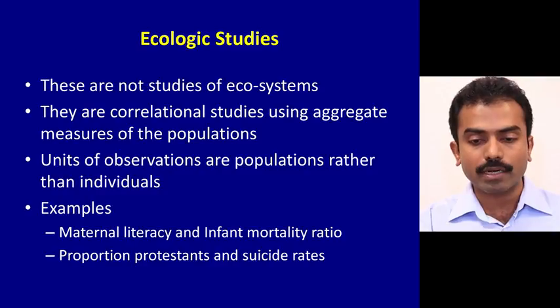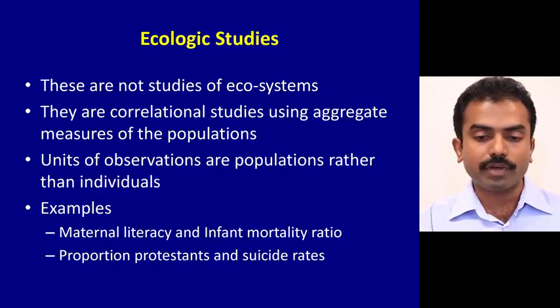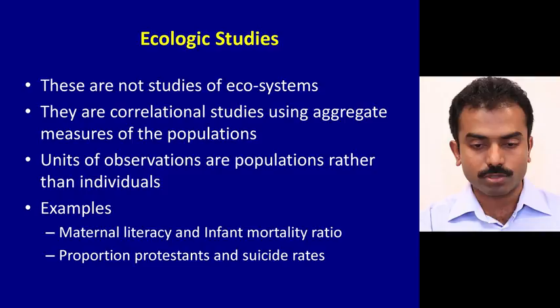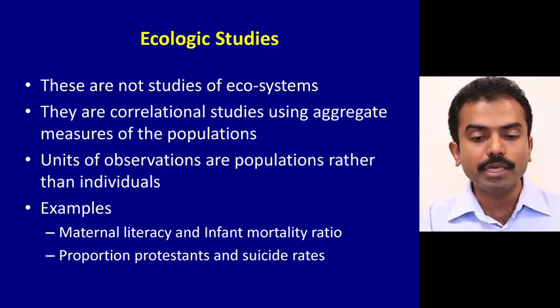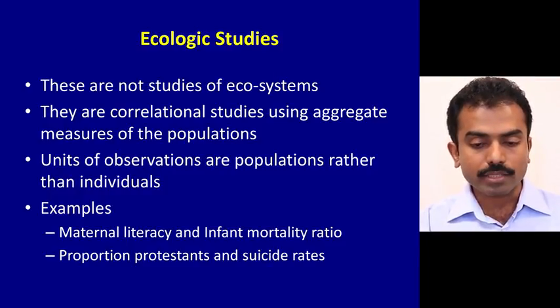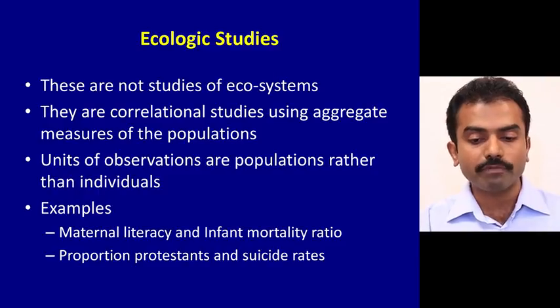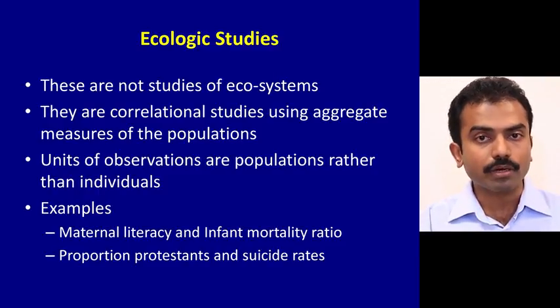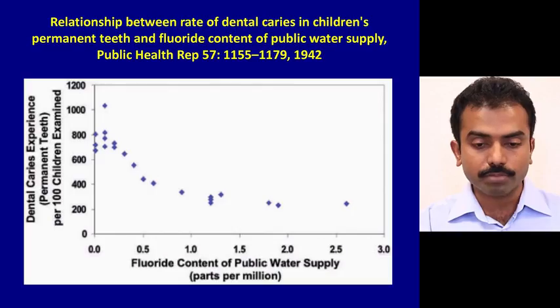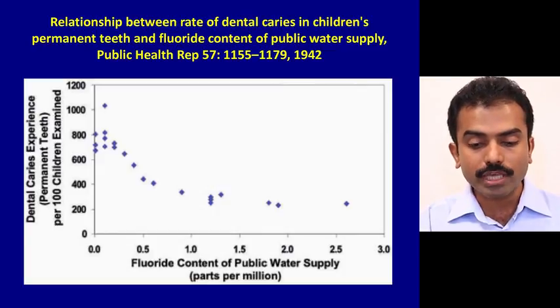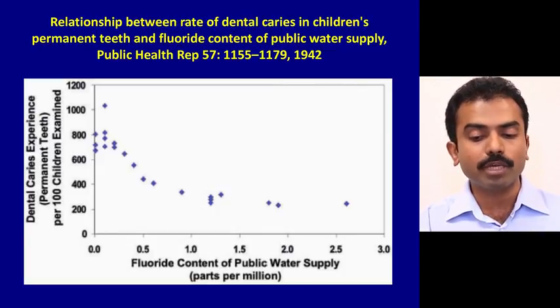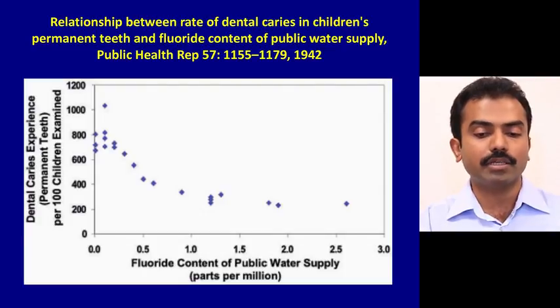One is ecologic studies. Now, I have to clarify that this is not study of ecosystems. Ecologic studies here mean they are correlational studies and using aggregate measures of the populations. And as I told you earlier, the unit of observation here is a population rather than individuals. And I'll give you some examples. For example, the example I gave you in an earlier presentation, the association between fluoride content of public water supply and the rate of dental caries.